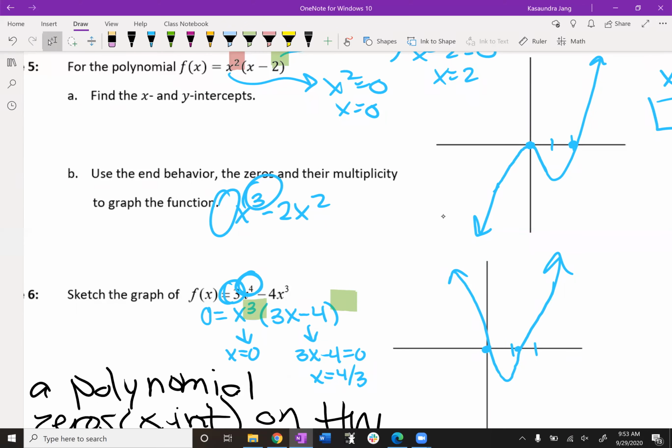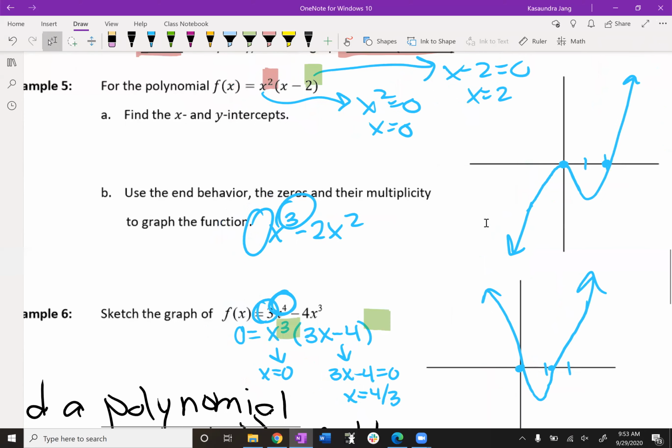All right. So this example number 5, this was in factored form. Example number 6 was in standard form, but the standard form one, I had to factor it first. Factored form made it a little easier to see what the zeros were.